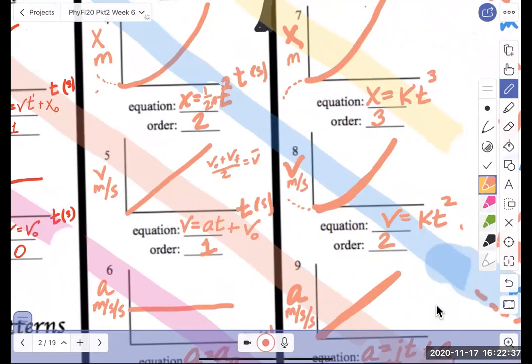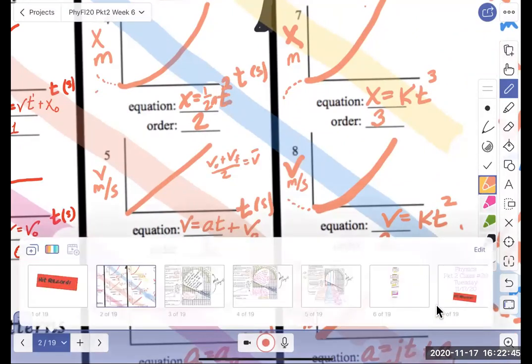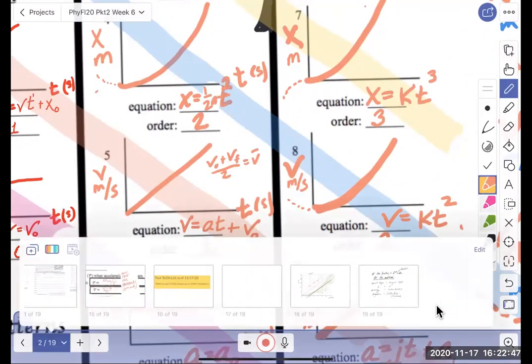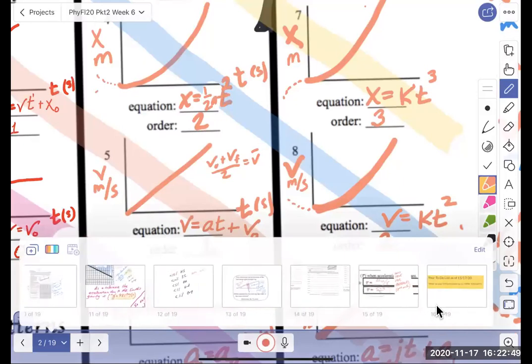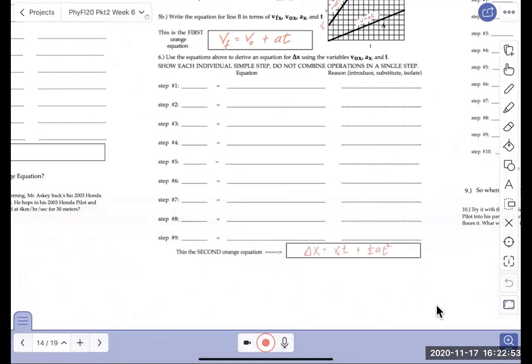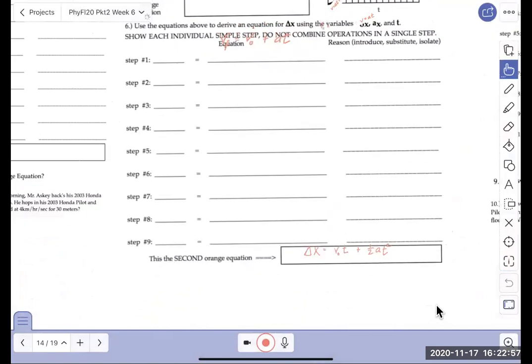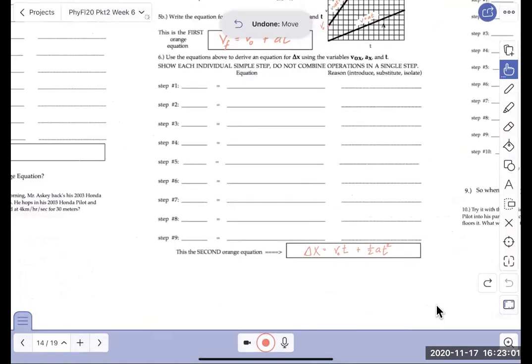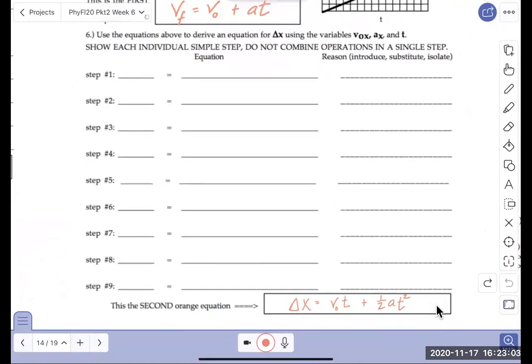But what the second orange equation, we already kind of knew that. Galileo kind of knew that. But from the second, we need to do it algebraically. Because I want to know how to get there, not through a graph, but through algebra. Well, that's the advance that Newton had. That's the advance that Newton had over Galileo. All right, so let's do the steps then.